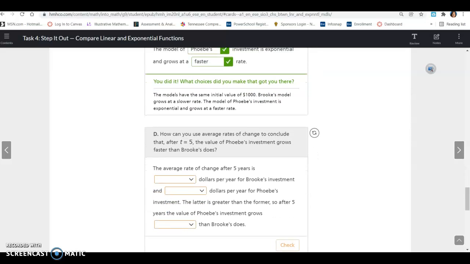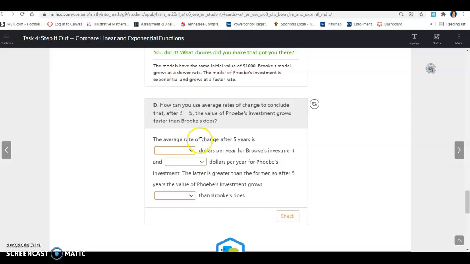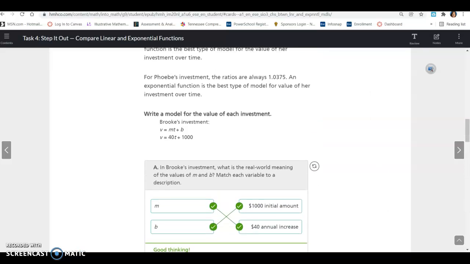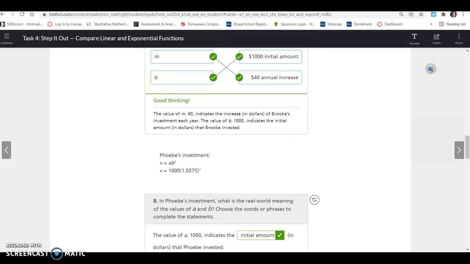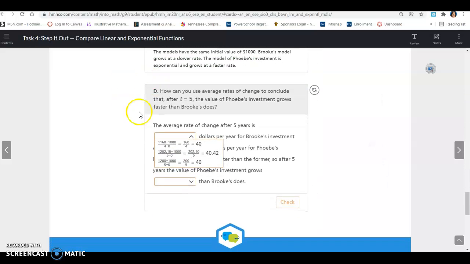All right, how can you use the average rate of change to conclude that after t equals 5, the value of Phoebe's investment grows faster than Brooks? So the average rate of change after 5 years is, all right, so if we go back up to the top and we look, it says the average rate of change after 5 years, blank dollars per year for Brooks's investment. So Brooks's investment was the first table. So we're going to have 1,200 minus 1,000 over 5 minus 0. So that comes straight from our table.